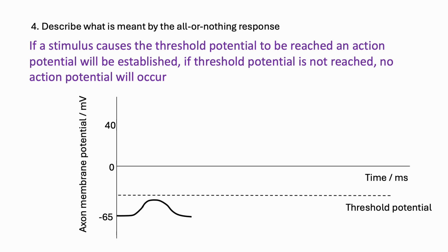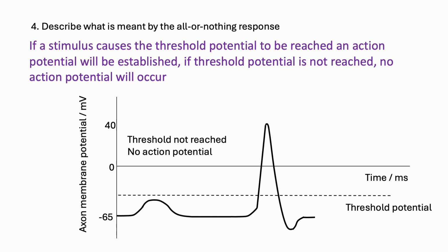So if we look at an example here, this stimulus has not reached the threshold, and so we get no action potential. We get nothing. But in this case, threshold has been reached and we get an action potential. That is the all or nothing response. Okay, question 5.